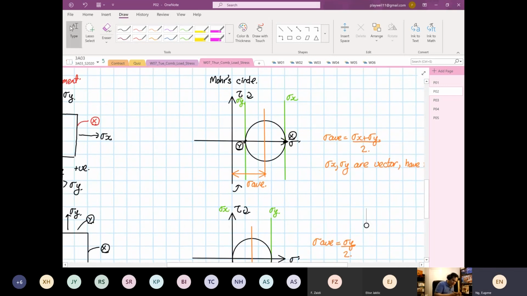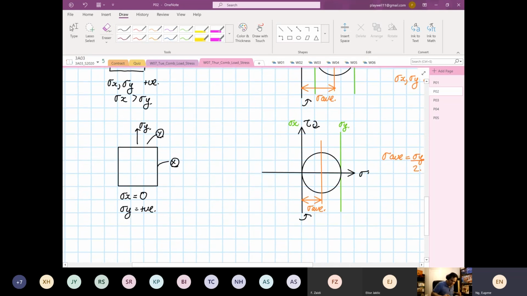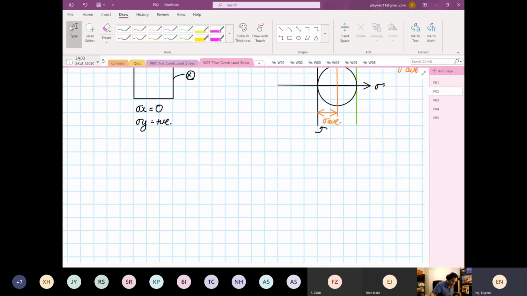So what we realize down here, anything that is on the right hand side of the vertical is in tensile. Everything on the left hand side is compression. So in terms of sign, this side is positive, over here is negative. So let me quickly give you an example. So we have another situation now.